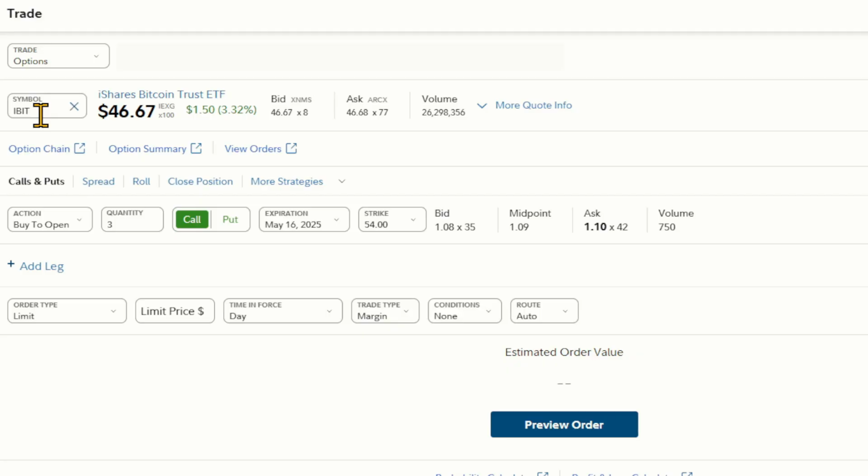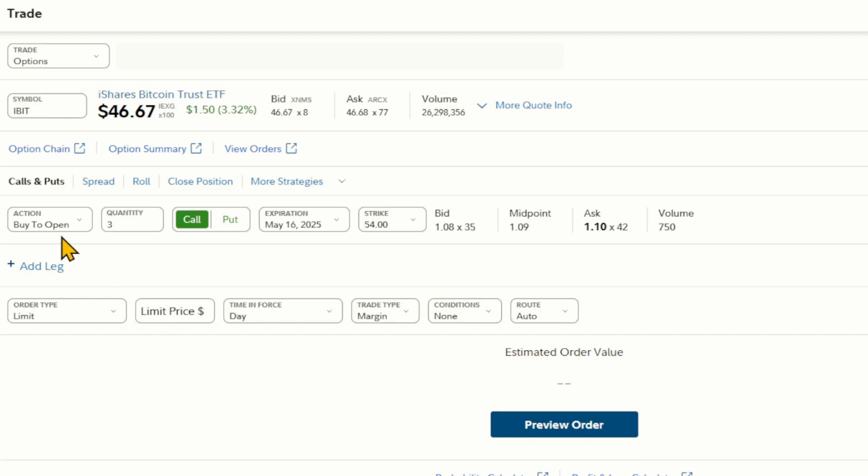But this could be Alphabet, right? This could be Microsoft. This could be NVIDIA. This could be Pfizer, whatever it is that you're trying to trade against. I'm using IBIT because, well, it sets up well for what I'm trying to do right now. This number right here, 46.67, is the current price, but this is not dynamic. It's static. So behind the scenes, as we talk through this, the price is changing. So we want to make sure we get fresh information at some point.